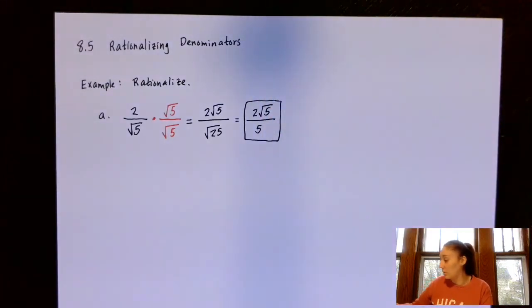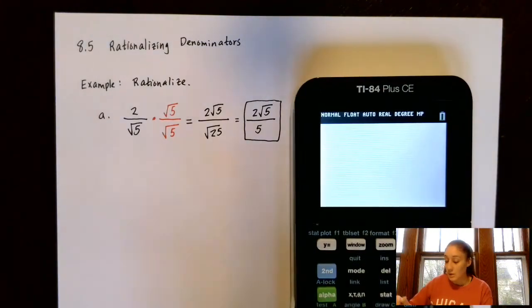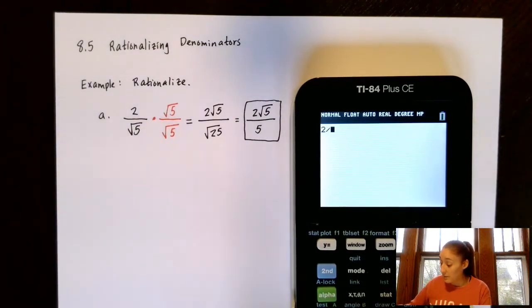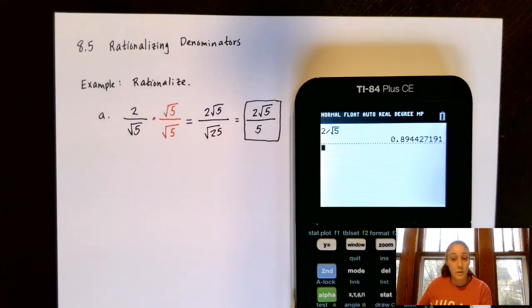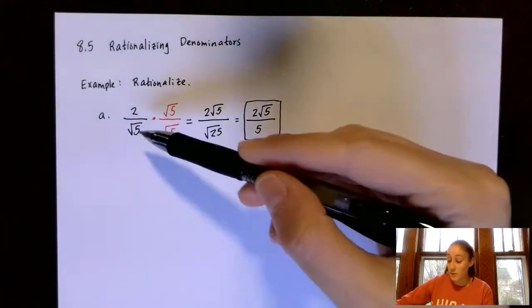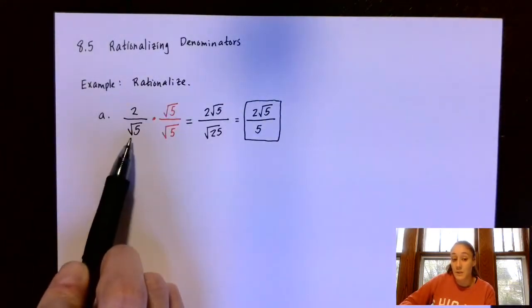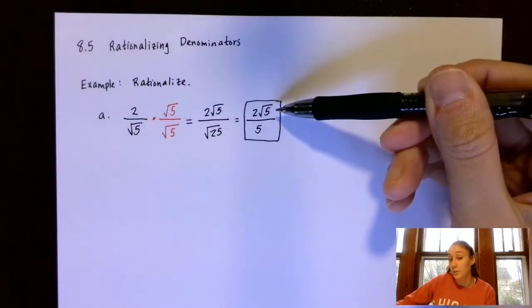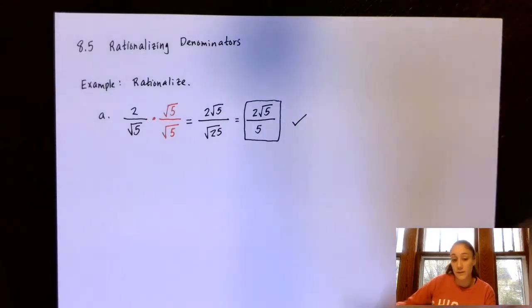I just want to show you real quick that these are actually the same. If I start with my original problem, 2 divided by radical 5, that decimal is 0.894, and so on. Now if I do 2 radical 5 divided by 5 in the calculator, I get the same exact value. So they're the same. But we prefer this answer because there's no radical in the denominator. We actually don't care if there are radicals in the numerator, that's okay. So this is our final answer.